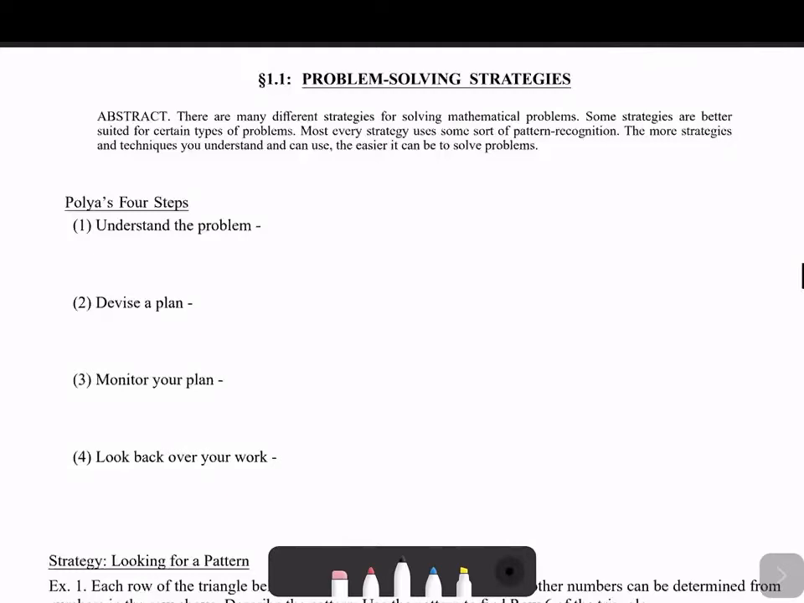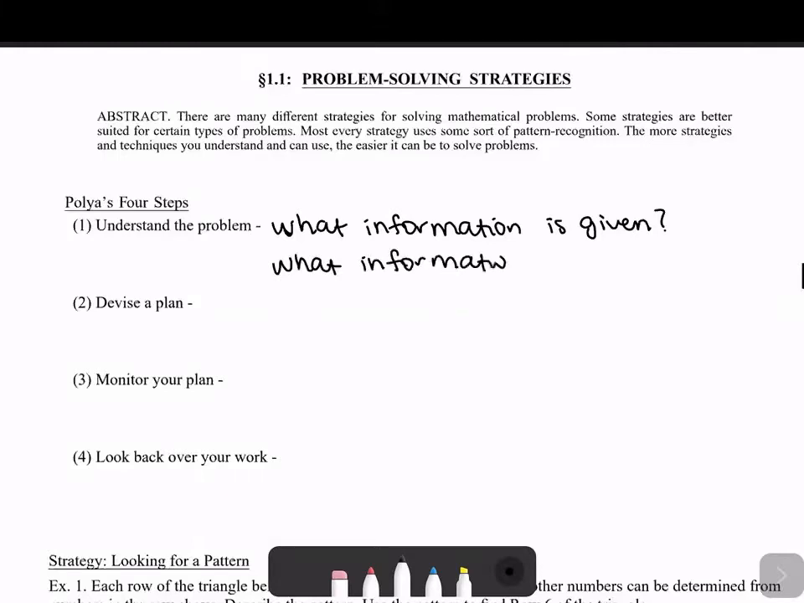So at the beginning of this section, they talk about the 4-step approach to problem solving. So the first step is going to be to make sure you understand the problem. So in order to understand the problem, we need to know what information is given and what information do we need.